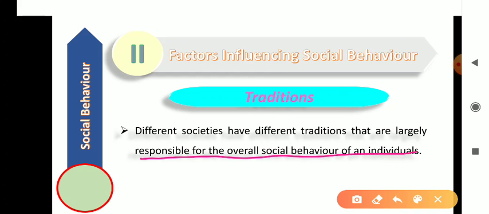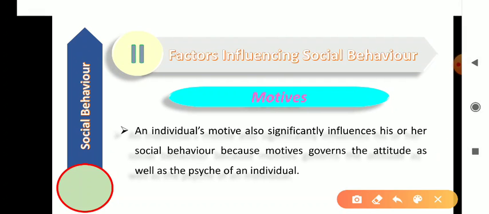Okay, then the next one is motives. The meaning of motive is a reason for doing something. If we have a reason for doing something, that may also play an important role in influencing our social behavior. An individual's motive significantly influences his or her social behavior, because motives govern the attitude as well as the psyche of the individual. If we have some reason to do something, that will govern our attitude as well as our psyche.